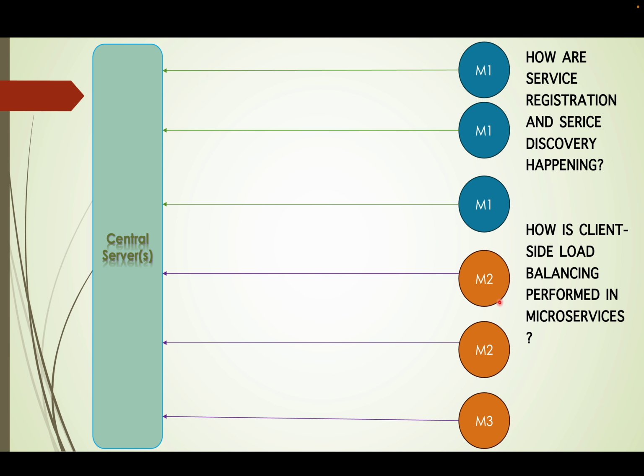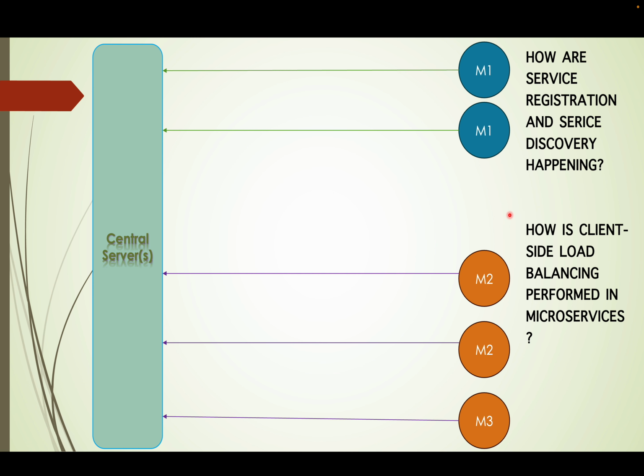So how will M1 identify M2 now? Is it the responsibility of M1 or the responsibility of M2? In service discovery, we have two types: client-side service discovery and server-side service discovery. We will be using client-side service discovery in this example. The server-side service discovery will happen in cloud environments. Suppose I am going to deploy all my microservices to a Kubernetes network. There, the server-side service discovery will happen. So we will now try to understand what client-side service discovery is.